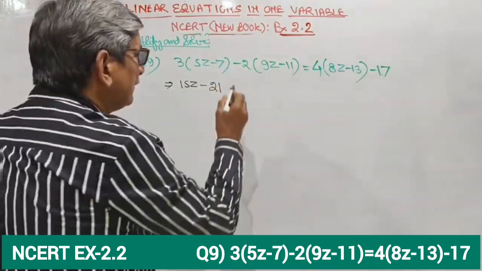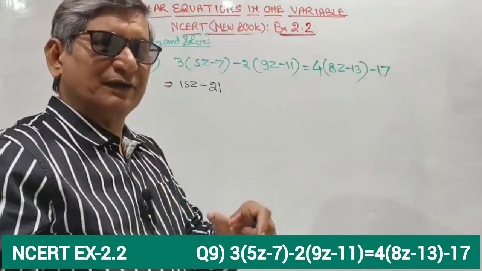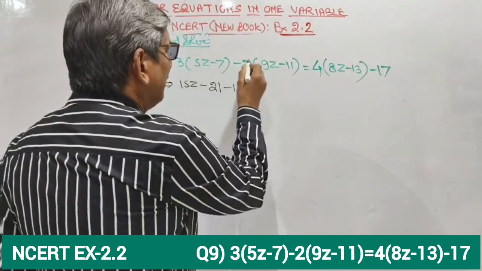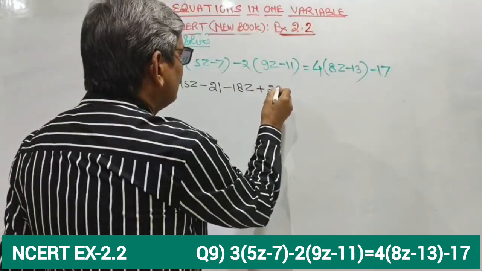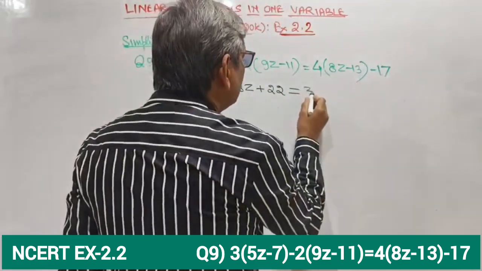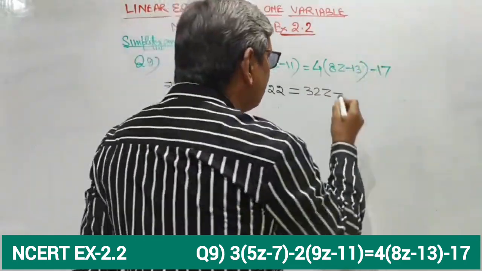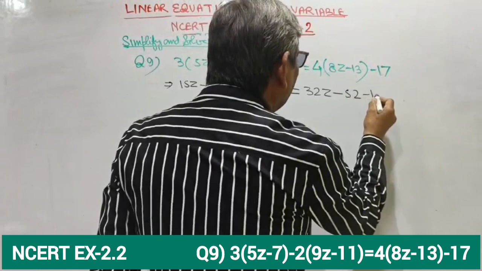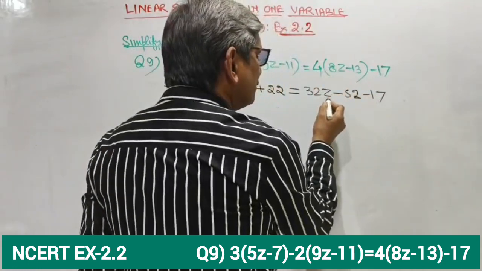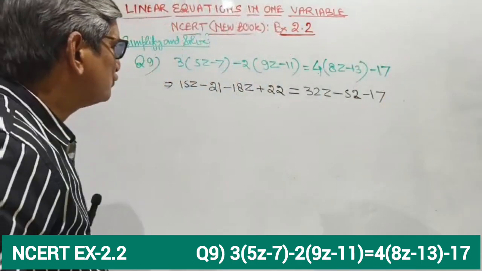I am doing it directly. When this minus goes inside, plus will become minus and minus will become plus because of multiplication. So it is minus 18z, and minus minus plus how much? 22 is equal to 4 into 8, it is 32z, minus 4 into 13, 52, and minus 17. I hope it is clear. 4 into 8, 32z, 4 into 13, 52, and here minus 17, it comes as usual.